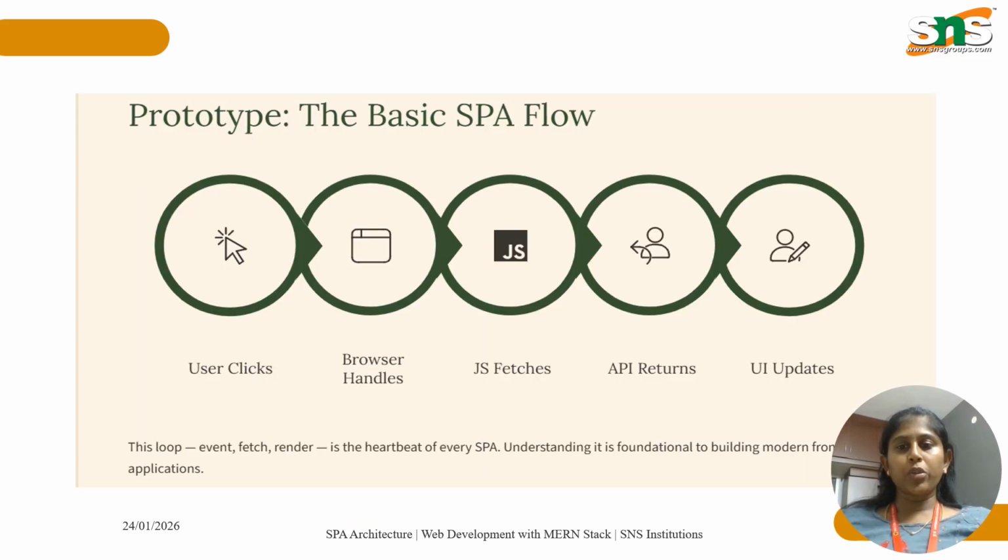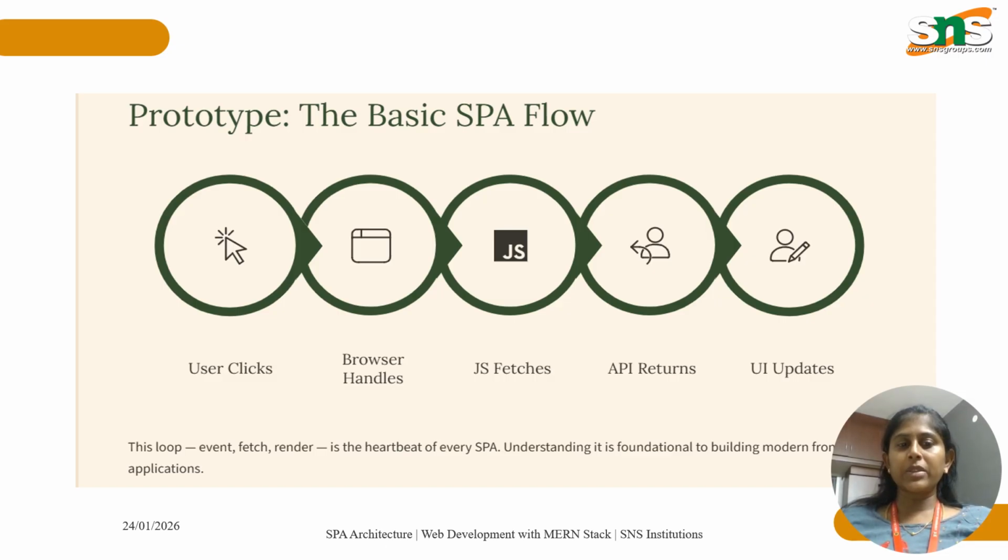So this slide shows the core workflow of the SPA. The process usually follows 4 steps. Step 1, user interaction. The user clicks buttons or performs some action. And then JavaScript handles the event. JavaScript captures the user's action and decides what should happen next.